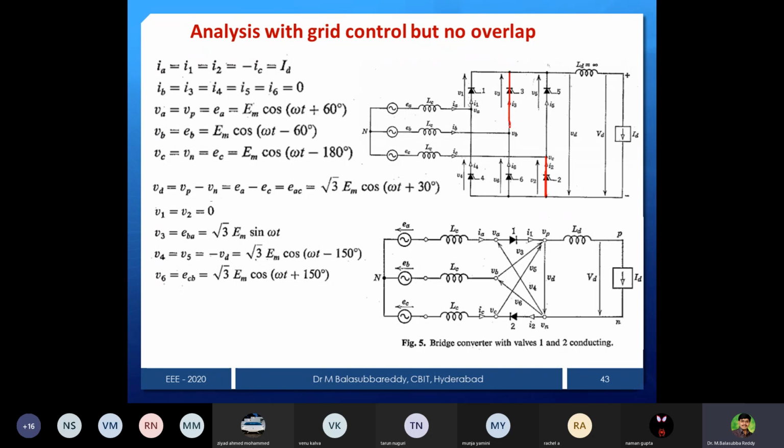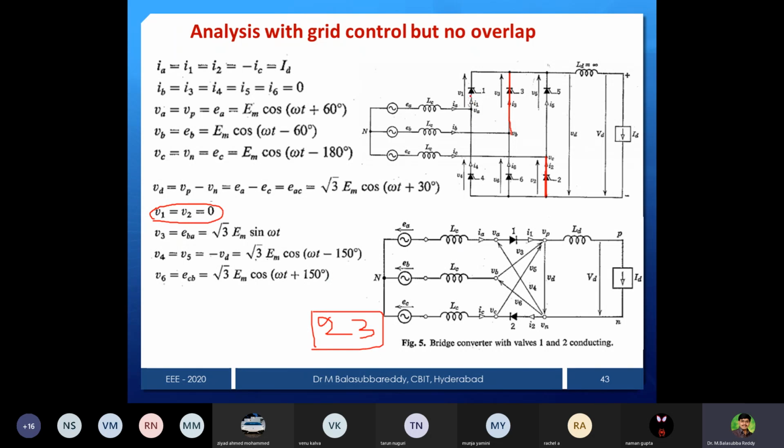Now my question is, what is V1? How will you get V1? V1 means the voltage across valve 1. Earlier V1, you can notice here, is 0. Why is it 0? Because valve 1 is conducting. That's why valve 1 voltage is 0, for valves 1 and 2 conducting. Now I am asking, if valves 2 and 3 are conducting, then what is the valve 1 voltage?